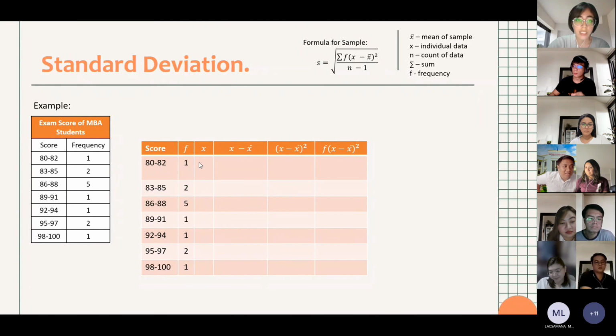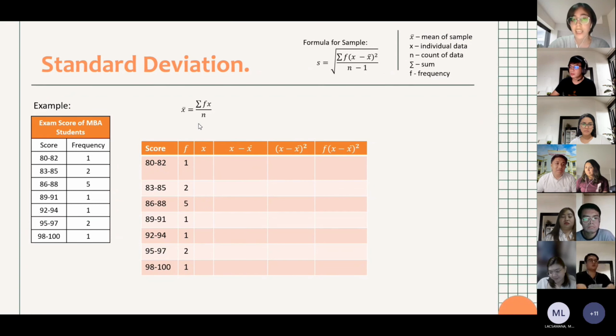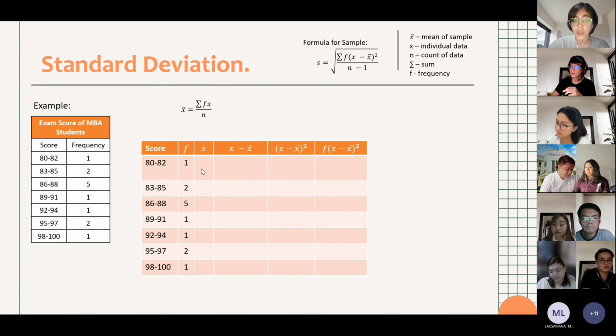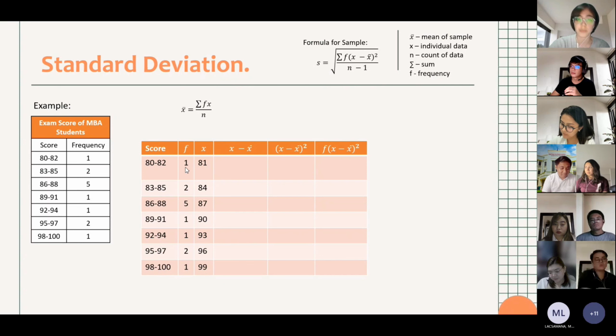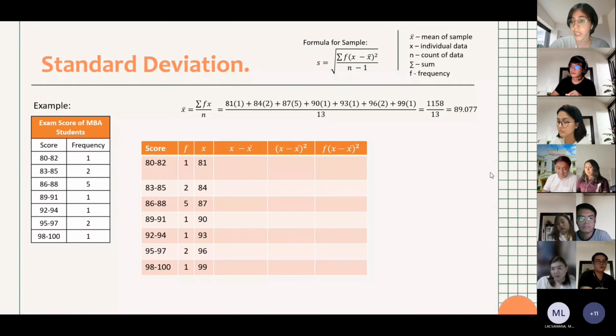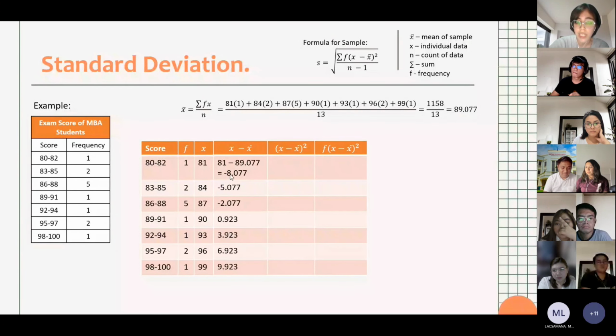So, for the x, just like how we get the x for the formula of mean of group data, x will be the average of the higher and lower value of your group or range data. So for 80 to 82, so 80 plus 82, it's 162 divided by 2, we'll be getting 81. Then, since meron na tayong value ng x, makukuha na rin natin yung ating mean. Then, for the mean, it is 89.077. We will just repeat the process kanina. 81 minus 89.077, we will be getting negative 8.077.